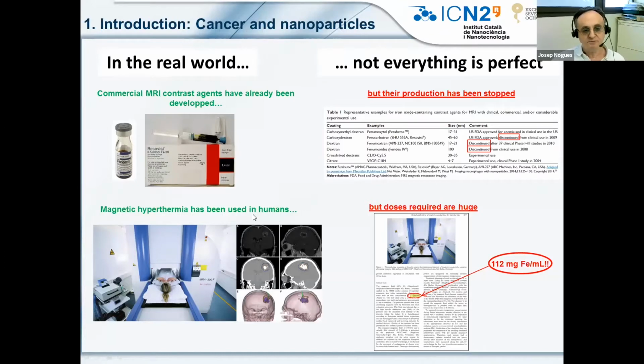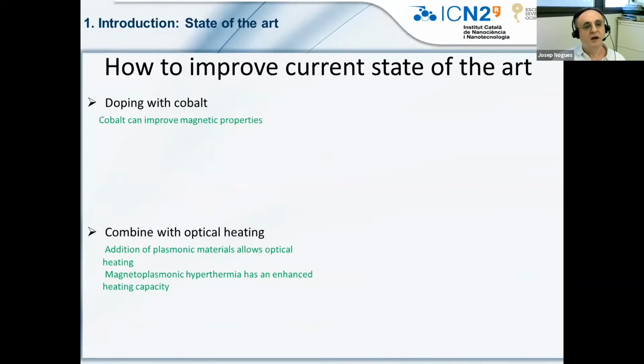Also, magnetic hyperthermia is still being continued in hospitals. But the problem is that you need a very, very high dose of iron, or iron oxide in this case, to get reasonable results in the hospital tests. So how can we improve the state of the art, especially in magnetic hyperthermia?